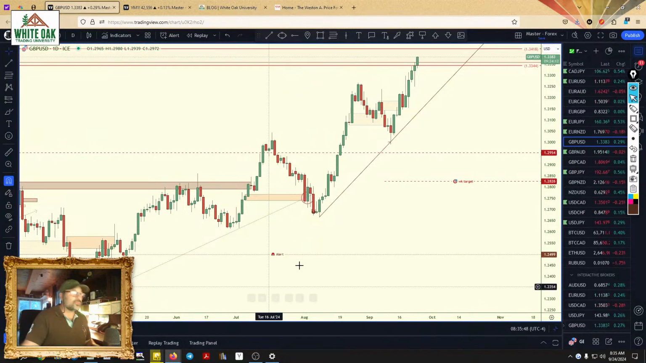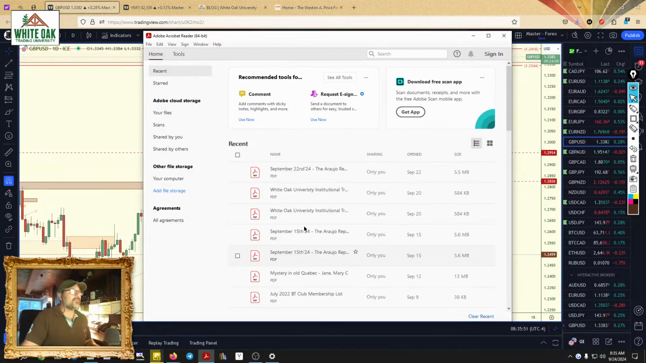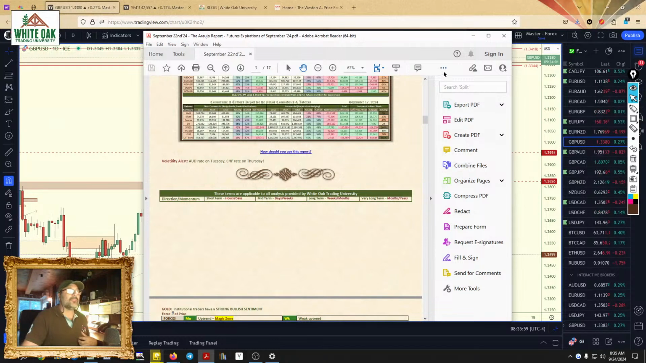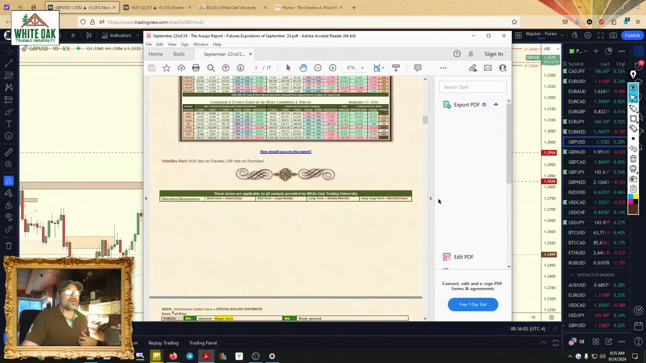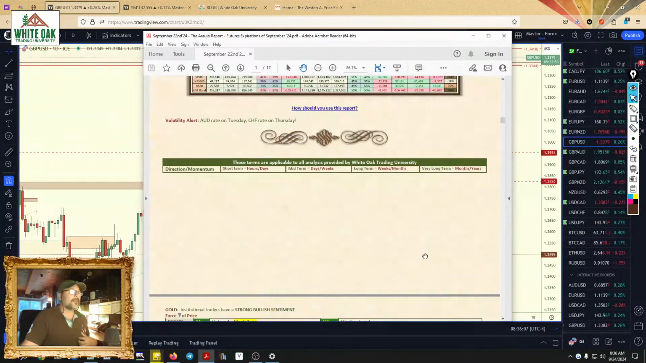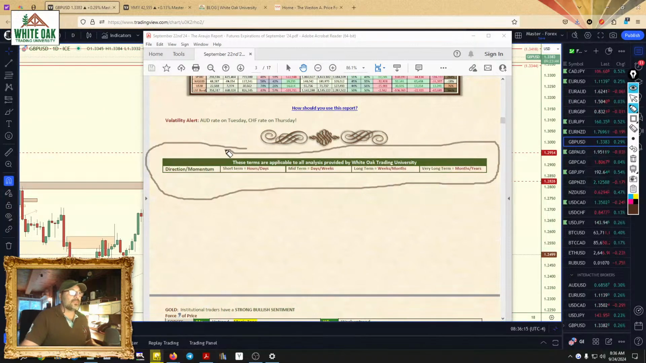For instance, in our Arujo reports that we create for members, in the latest report, I'll skip through here and show you something right here. In our Arujo report, we always include something here. Direction, momentum. This is what we're dealing with here. To understand what direction price is going to move in and for how long it's going to move in that direction, this is a must. Understanding this is a must.